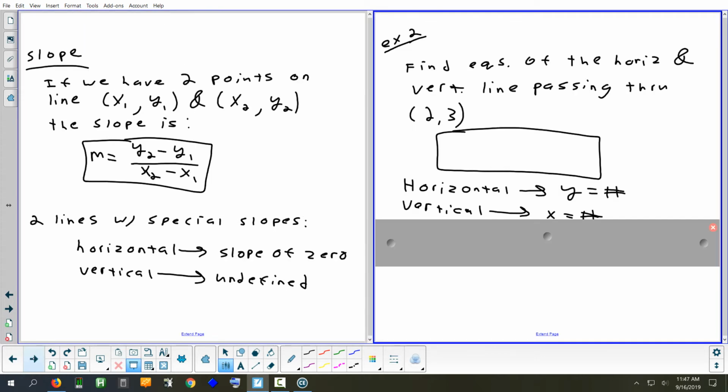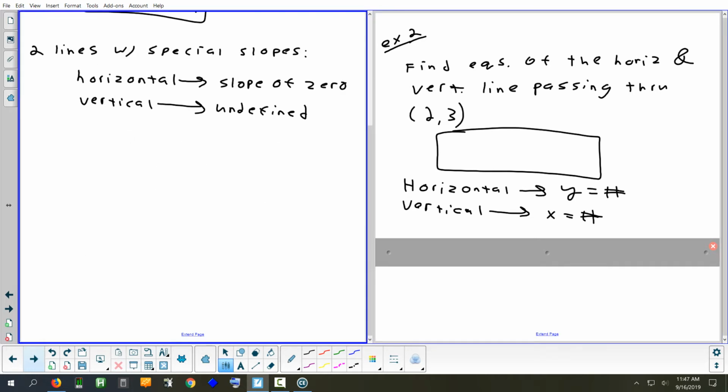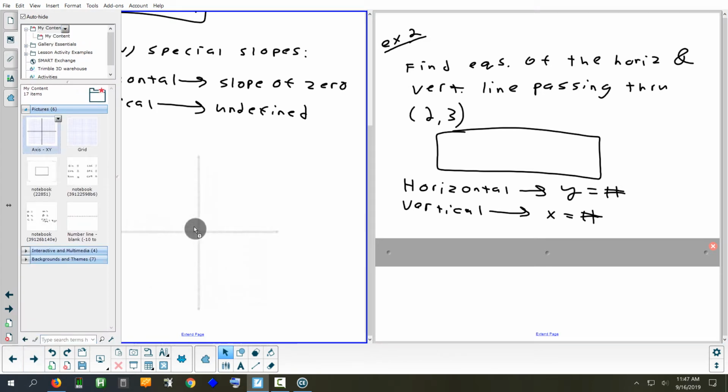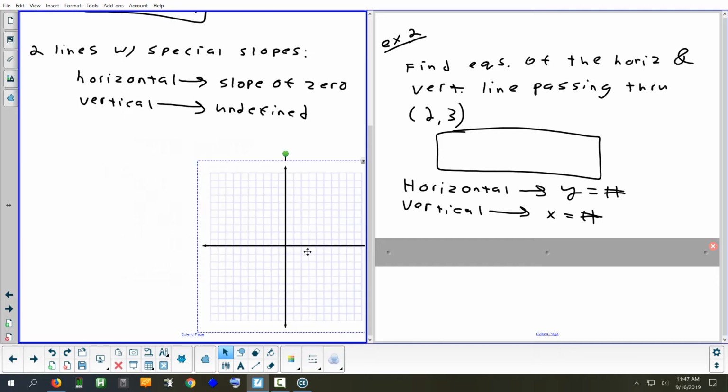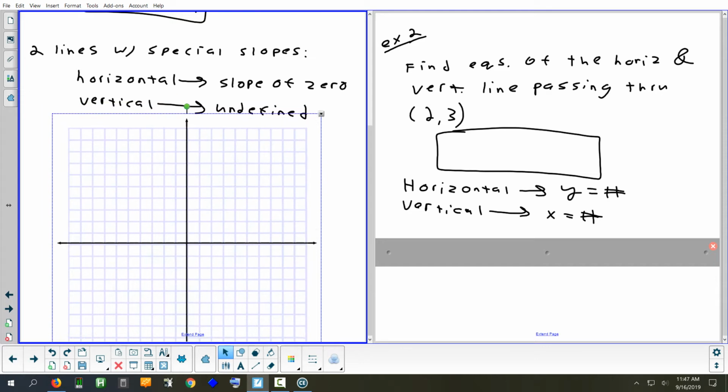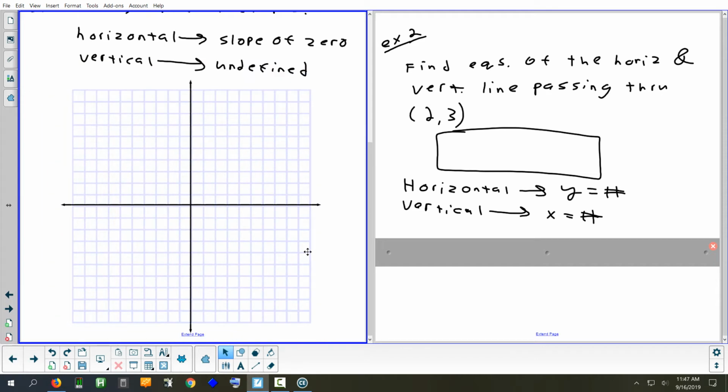What else? So, we found an equation in y equals mx plus b. Let's try this one. So what I'm trying to find now is the equation of the line that goes through the point 2, 3. And I'm trying to find two lines that go through it. The one that's perfectly horizontal. So I'm looking for this one. And then I'm also looking for the line that's perfectly vertical.